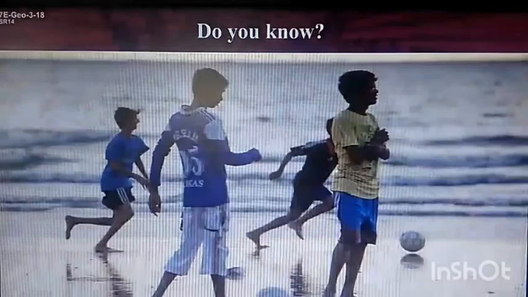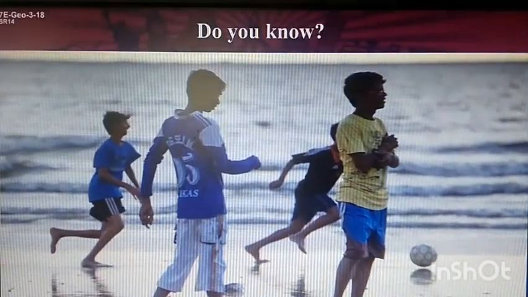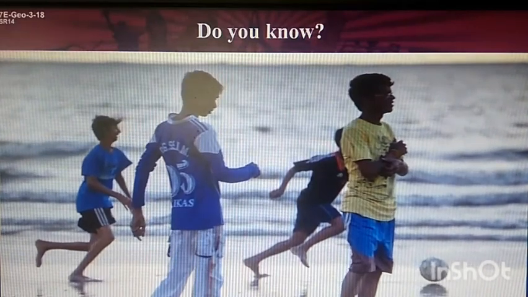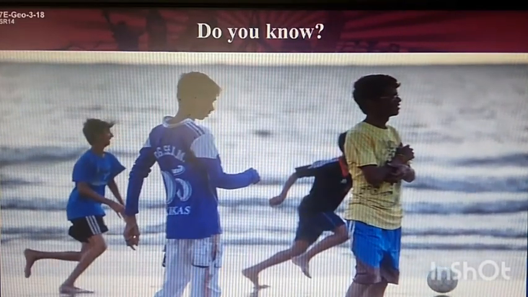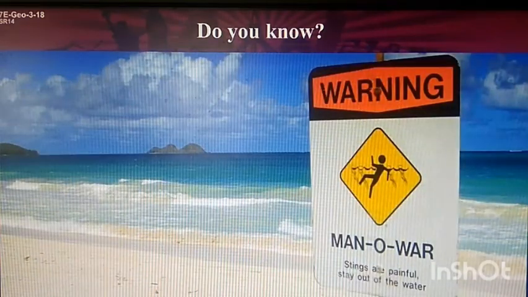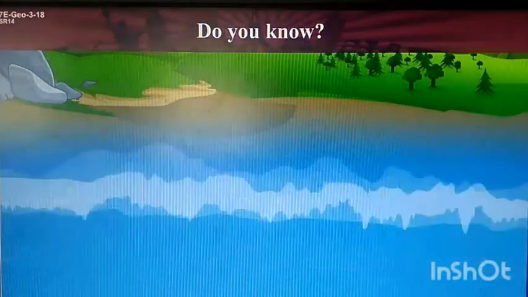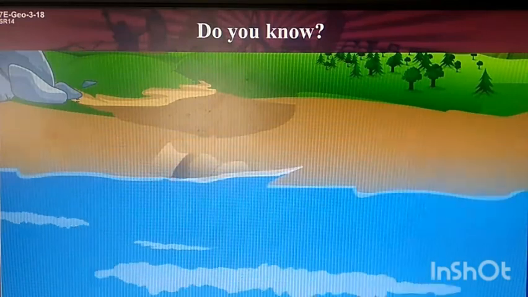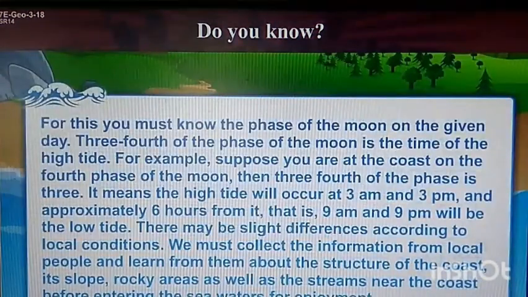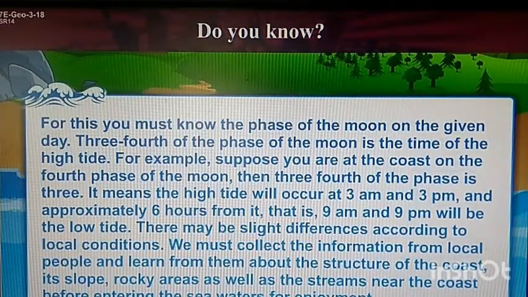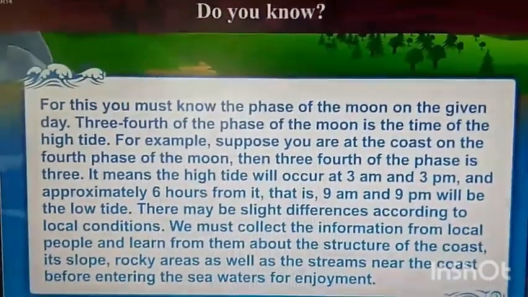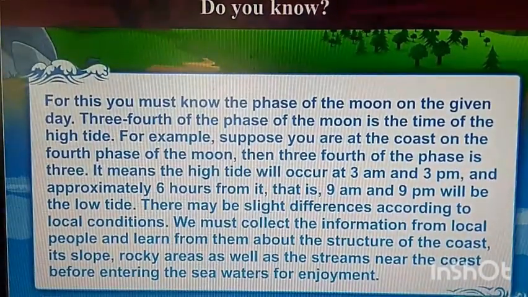Do you know? While moving along the sea coast or playing in the water, we must take adequate care. Adequate means proper care regarding the timings of the tides. Otherwise, it can lead to serious accidents. For that, we must know the timings of the tides. For this, you must know the phase of the moon on the given day.